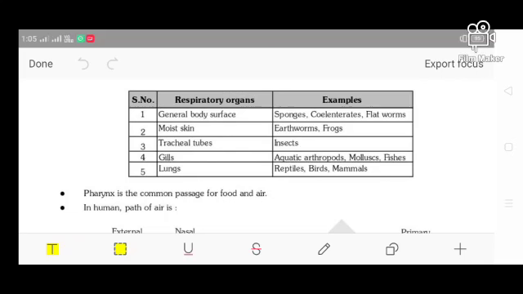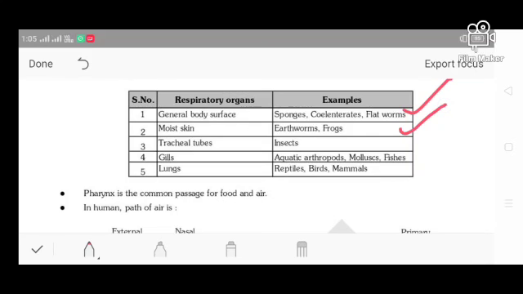So generally there are some respiratory organs found in different animal kingdoms. The first one is the general body surface. It is generally found in sponges, coelenterata, and flatworms. And the moist skin. Moist skin also acts in an interesting way, exchanging the gases. It is generally found in frogs and earthworms.